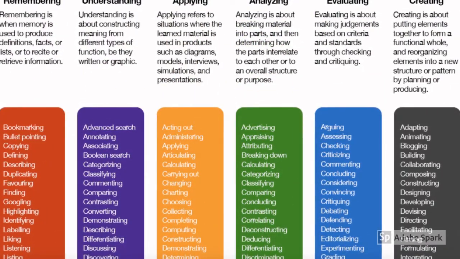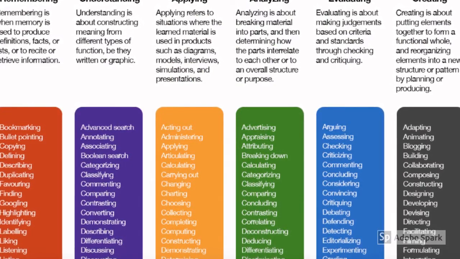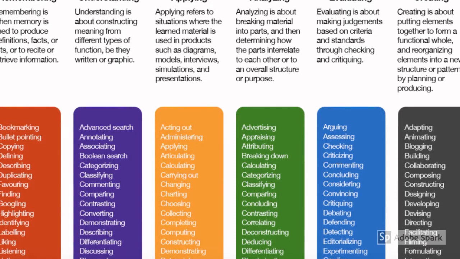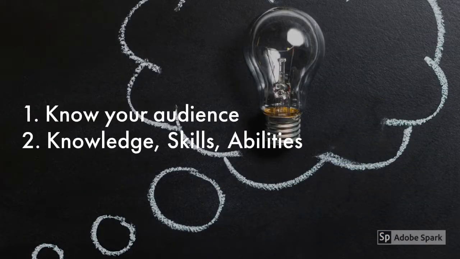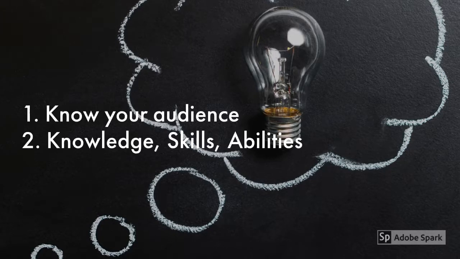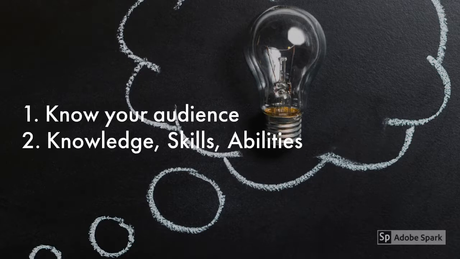Some Bloom's taxonomy resources will have a list of action verbs for each level of thinking that can be used to help you craft specific and measurable educational objectives. In order to create meaningful objectives using Bloom's taxonomy, however, there are 2 things you need to know. The first is your audience.